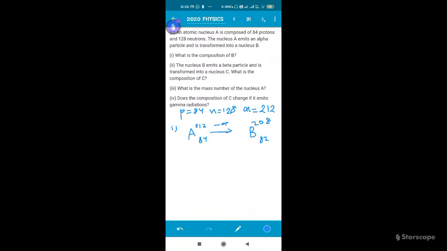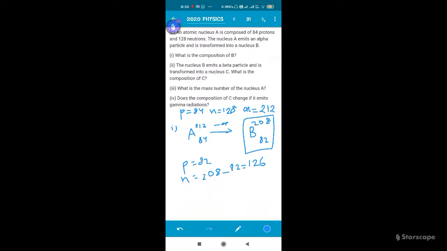82, because the atomic number is decreasing by 2. So the nucleus B will be written like this: B, 208 is its mass number and its atomic number is 82. Alright. Now your question is to find the composition of B. Composition means you have to write the proton number and the neutron number. You cannot leave it like this. So the proton number is 82 and the neutron number will be the mass number, that is 208 minus the proton number, that is 82. So your answer is 126. So this is the composition of B. Composition means you have to write specifically about the internuclear particles.